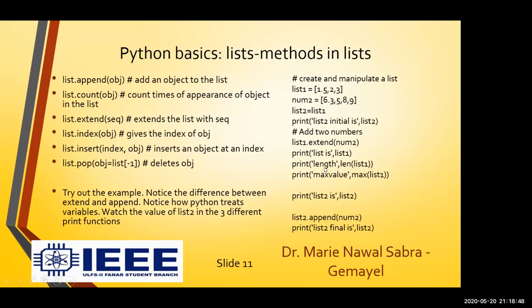I print the length of list 1 and the maximum value. And after that, I print list2. If you go back to the program, I have not changed anything to list2. I just at the beginning defined list2 as being equal to list1. And then I'm going to use the append function to check the difference between the extend and the append.